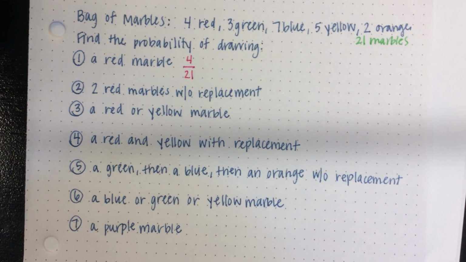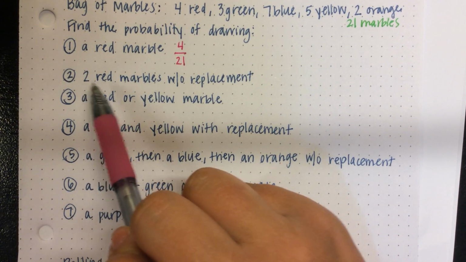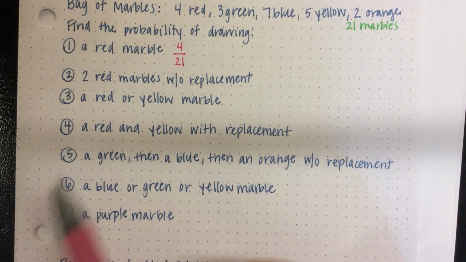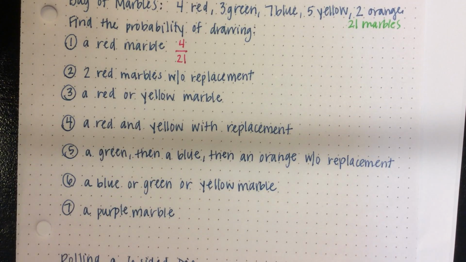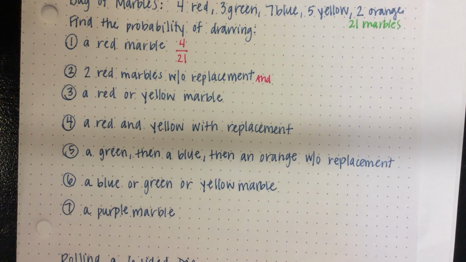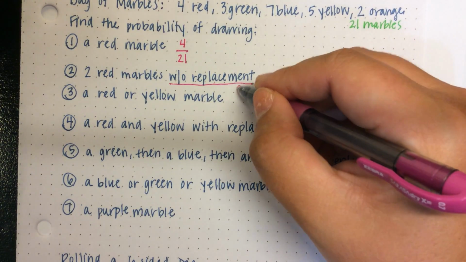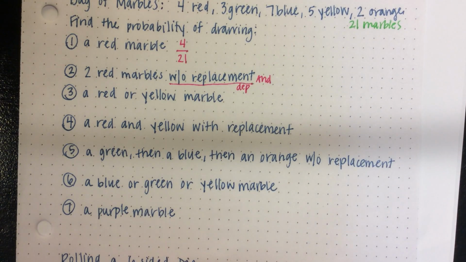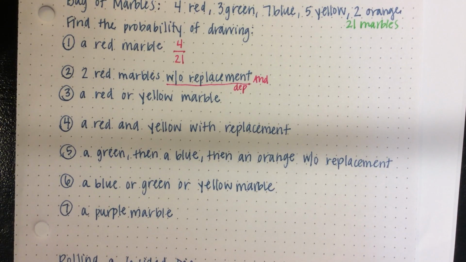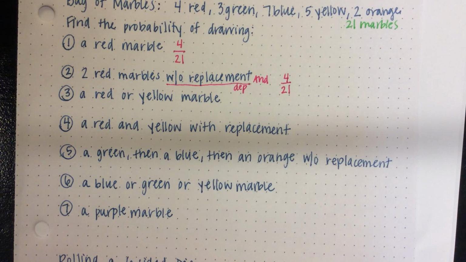All right, the rest of these are looking for multiple things. The first one, I have 2 red marbles without replacement. So that means I want to draw 2 red marbles. So that's 2 events. So this is an and. Even though it doesn't say it in the problem, I want a red marble and then another red marble. I'm drawing twice. Without replacement means I'm not putting it back in there. These are dependent events. So I'm going to start with drawing the first red marble, which we just did. Drawing that first red marble is 4 out of 21.